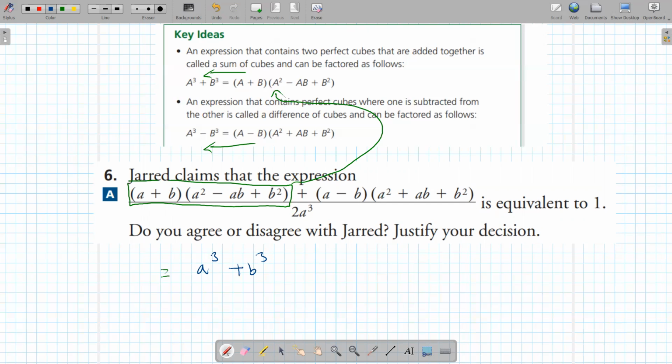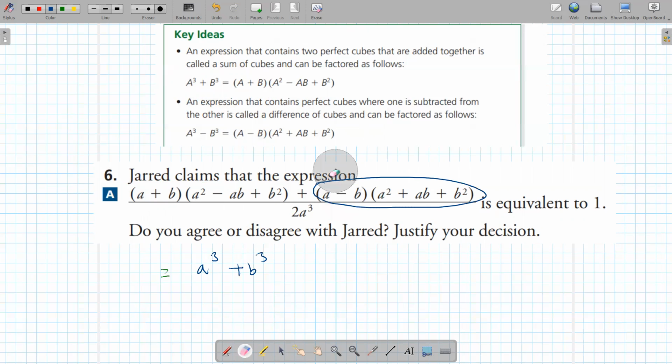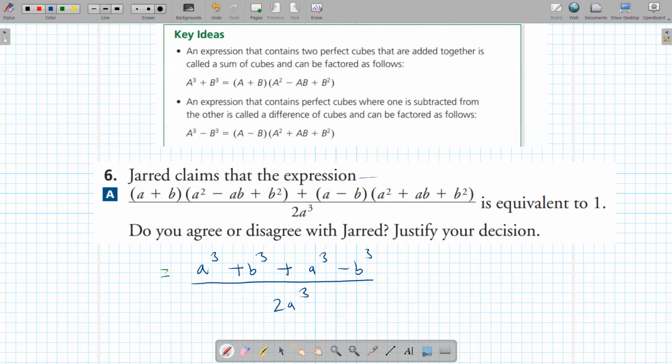What about the next term? Why don't you tell me what the next term is equal to? This bit. A cubed minus b cubed. Right, so plus a cubed minus b cubed all over 2a cubed, like that, yeah? Does anything cancel out in the numerator? Are there any like terms in the numerator? A cubed. Yeah, so a cubed and a cubed are like terms. We're going to add them up. We're going to get 2a cubed. What about the b cubes?